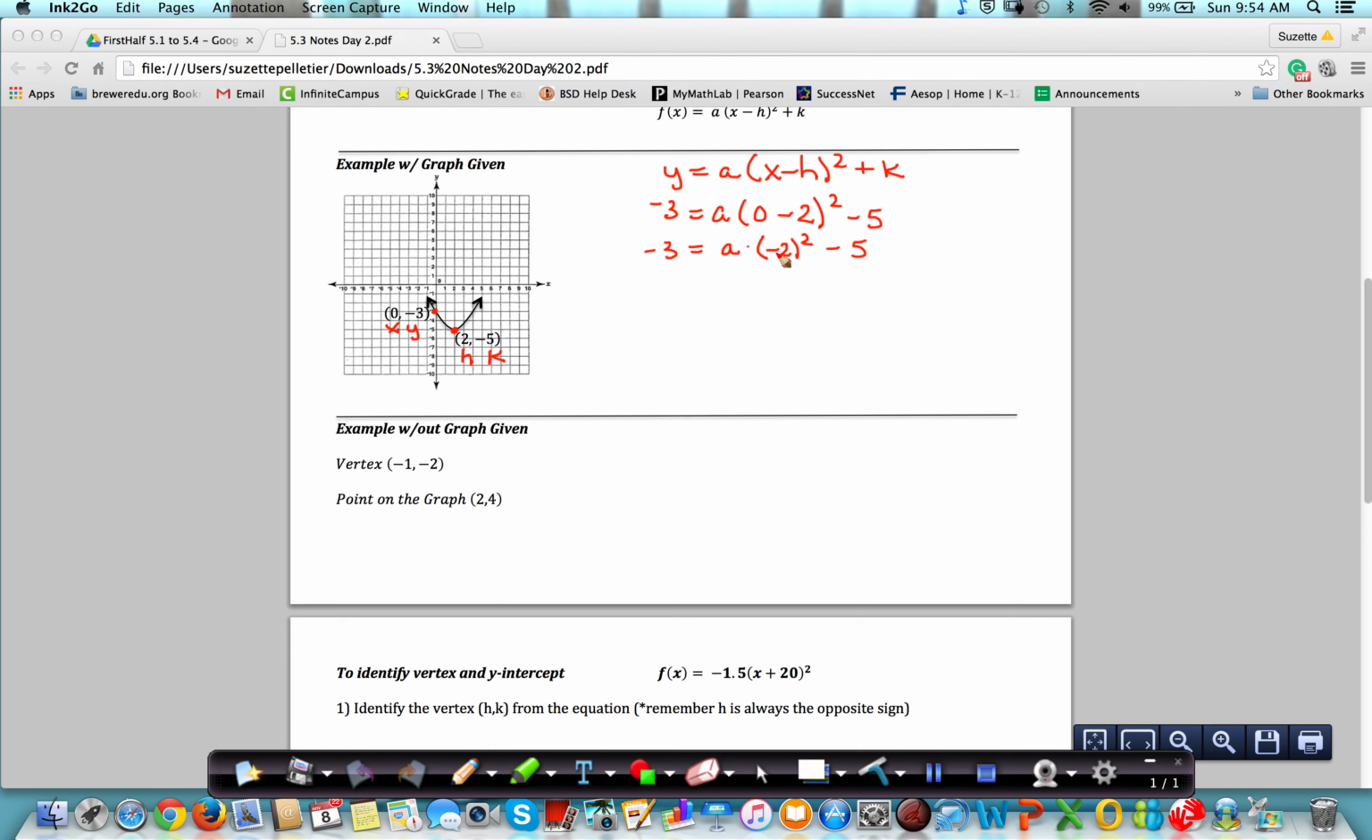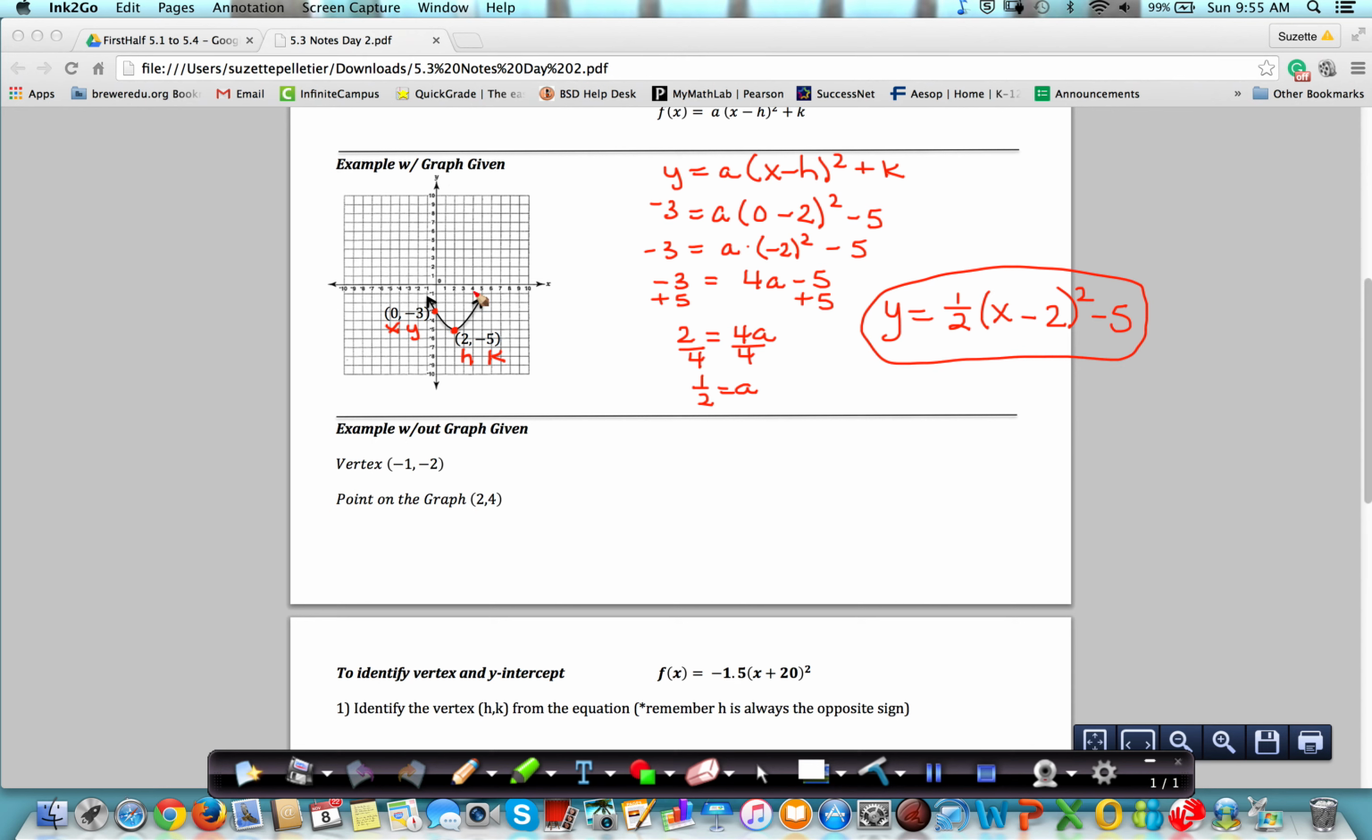-2 times -2 is +4, so I have 4 times a minus 5 equals -3. I need to get the term with the a in it by itself, so I'm adding 5 to both sides. 5 minus 3 is 2, equals 4a, divide by 4. 2 divided by 4 is 1/2, so a equals 1/2. Now I have everything that I need to plug into my equation, so remember I always leave the x and the y, so y equals 1/2 times x minus h, which was 2, squared minus 5.